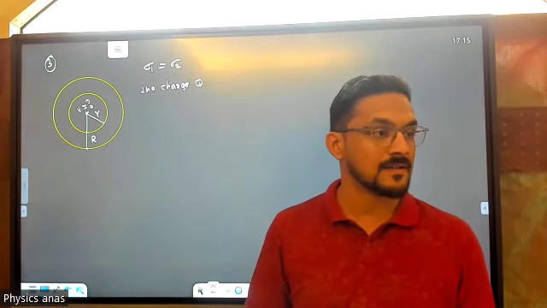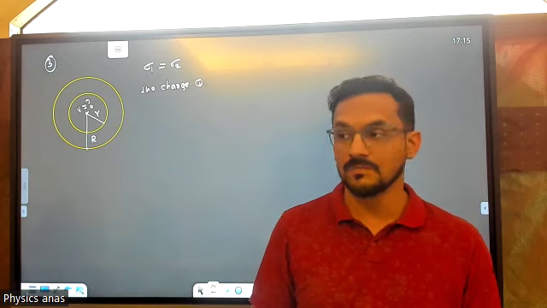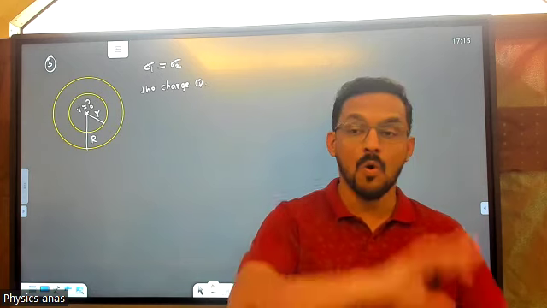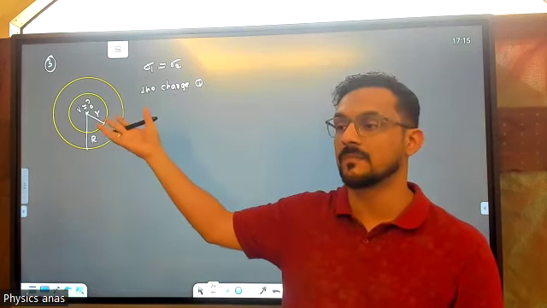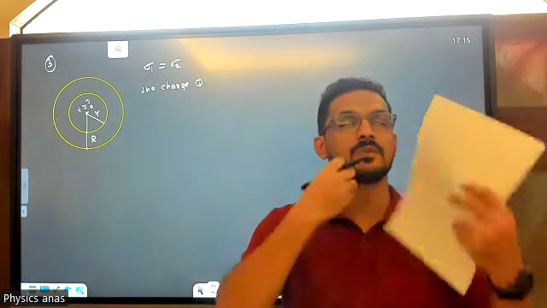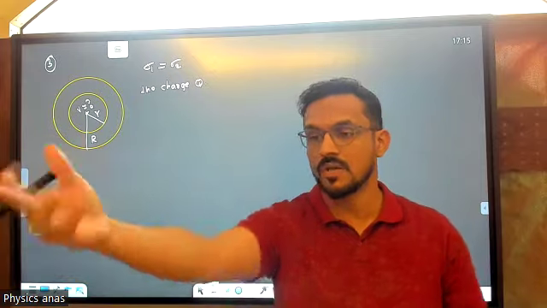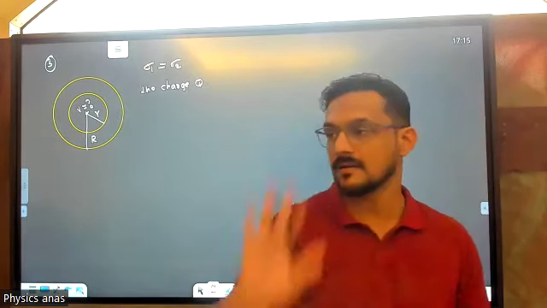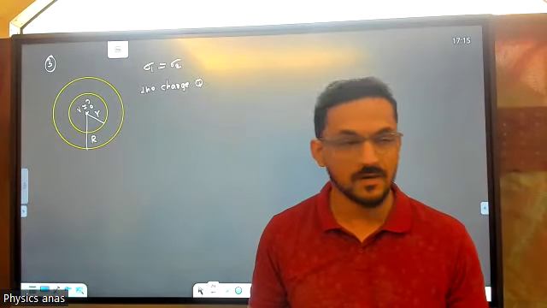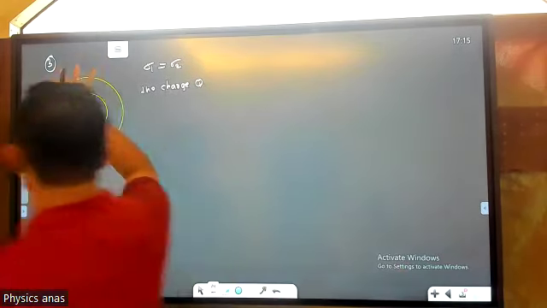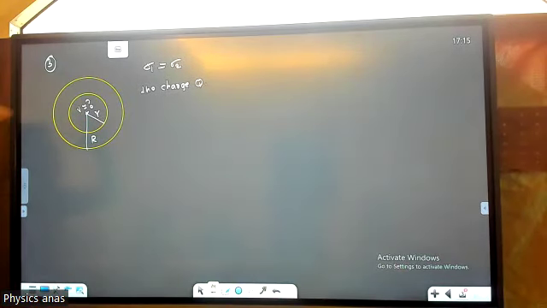That means no, both are not Q. The whole Q is distributed over them. I have 10 apples, I am distributing that among you. How many apples do you get? Right? Like that. Got it? So this Q is distributed over both of the spheres.